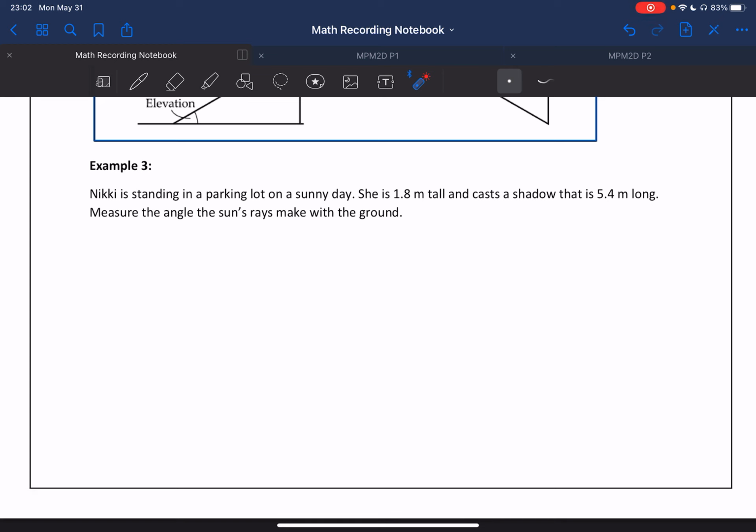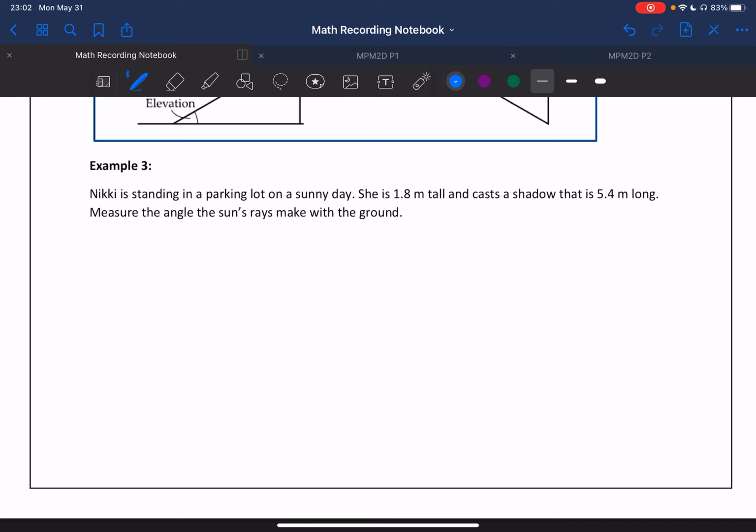So we have Nikki is standing by a parking lot on a sunny day. She is 1.8 meters tall, 6 feet, pretty tall, and she's casting a shadow that is 5.4 meters long. Measure the angle the sun rays make with the ground.